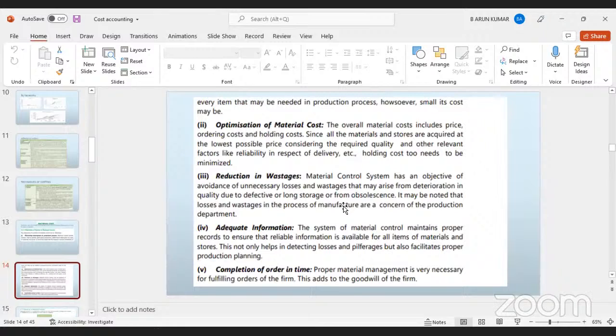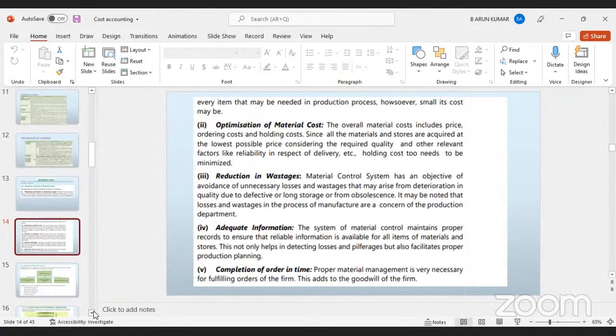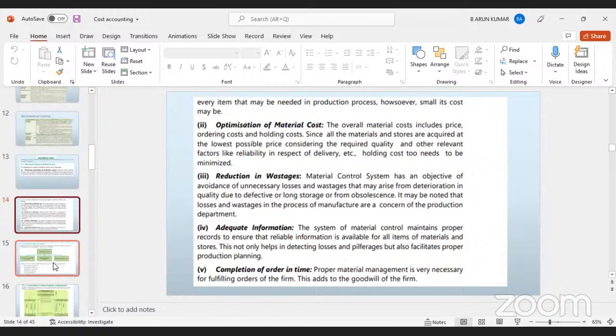And adequate information: we maintain adequate information regarding the material cost. The final one is completion of orders in time. We take orders from different purchasers, and we complete the process before the time they want, based on this material cost system. These are all the objectives of material cost.